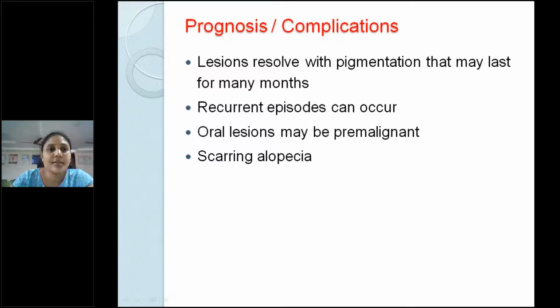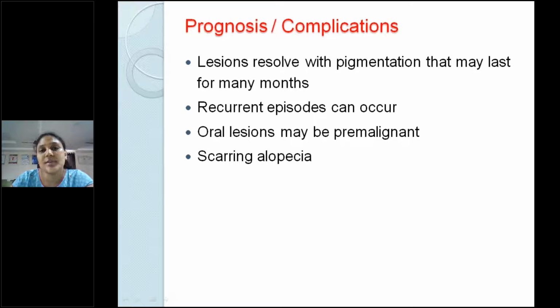All this can be given depending on the age, the comorbidities they are having, and the extent of the disease they are having. All this we take into consideration and we give treatment. Also, the prognosis and complications which you are supposed to know. The lesions resolve with pigmentation. This is a major problem with lichen planus. It will leave very highly pigmented lesions. The lesion will be very dark in color, post-inflammatory.